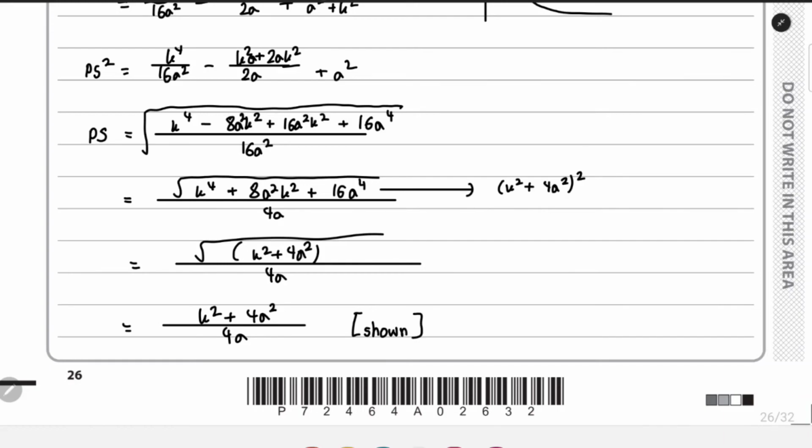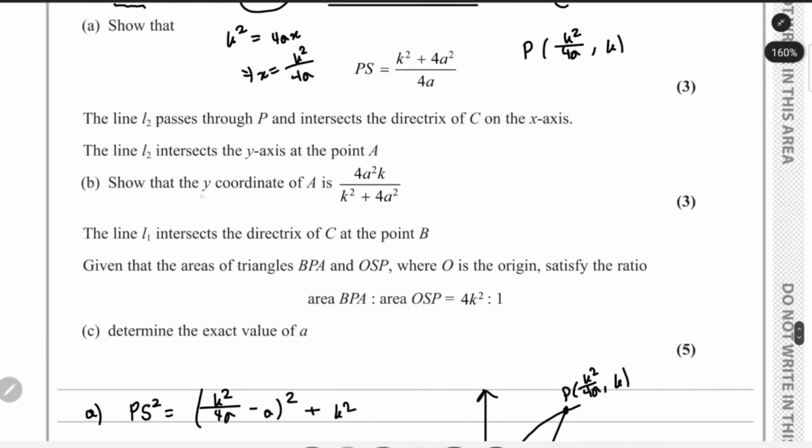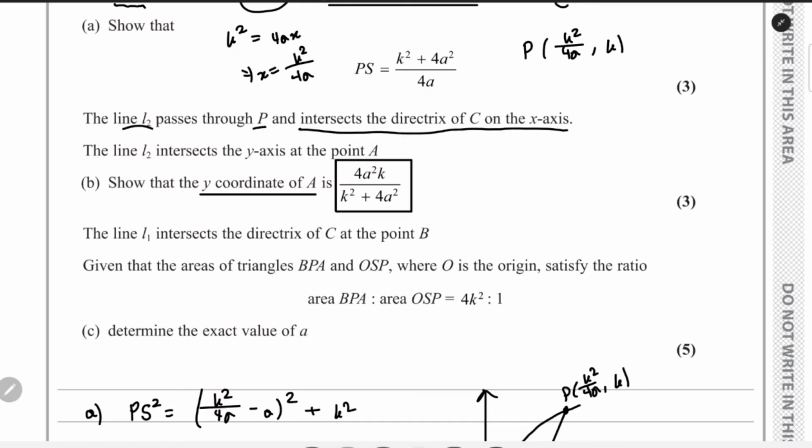Now for part B, where we have to show that the y coordinate of A is this expression over here. Now we are given the details. The line L2 passes through P and intersects the directrix on the x-axis, and line L2 intersects the y-axis at point A. We have to find the y coordinate of that point.